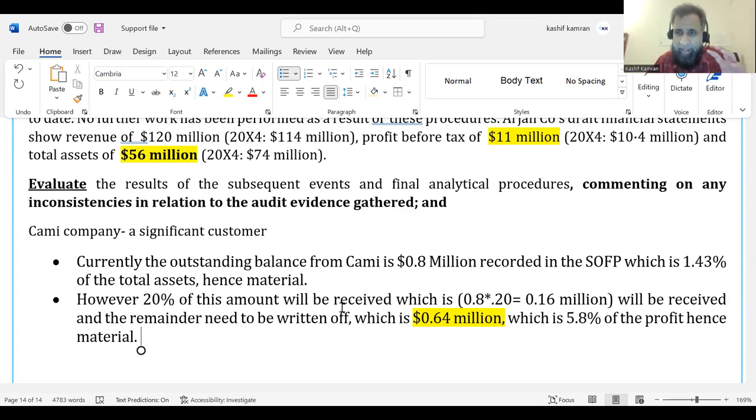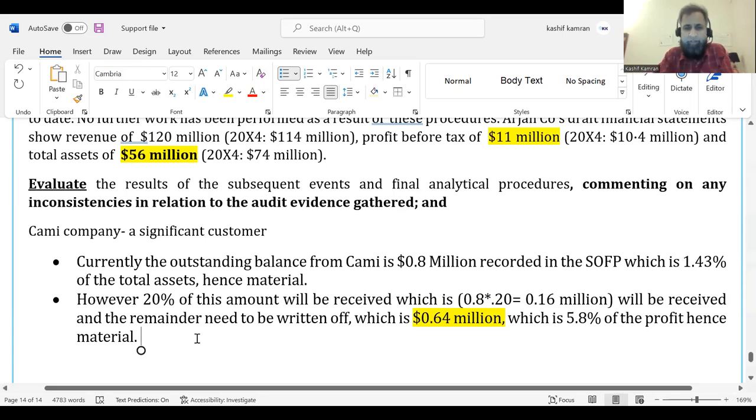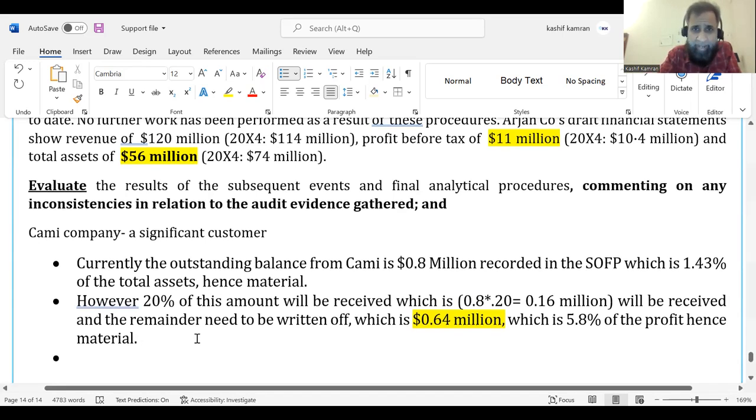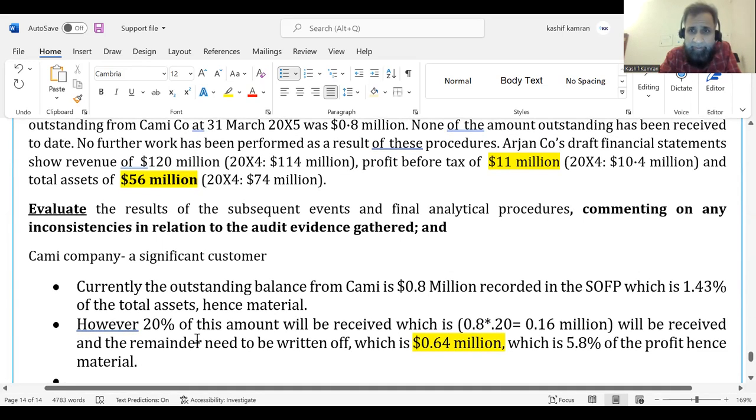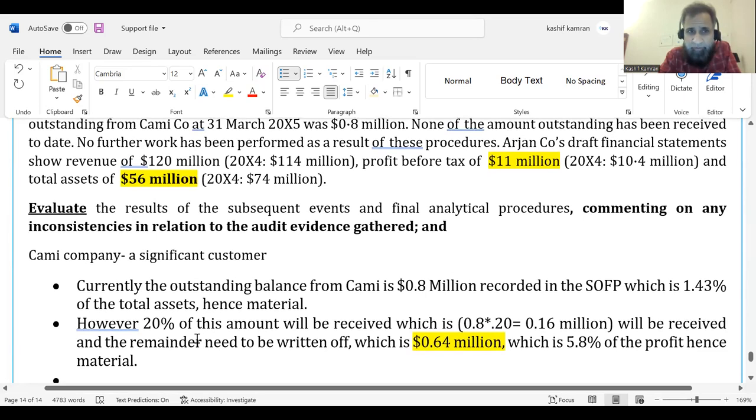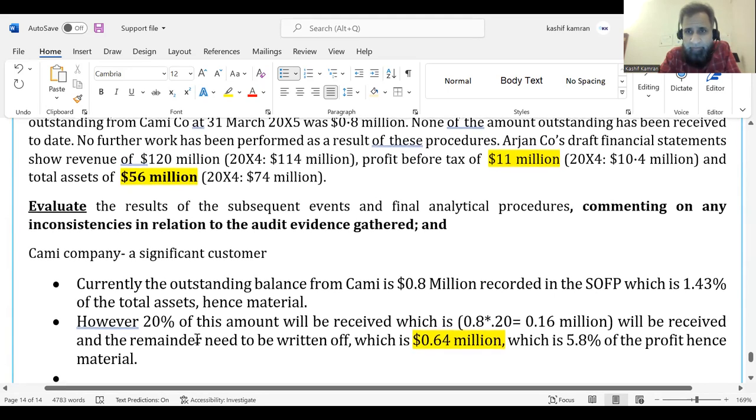So have I done the right point? I found the materiality of the total amount. Then I found the materiality of how much is to be written off, and the written off is 5.8% of the profit, hence material. Now you go further, and it says none of the outstanding amount has been received and no further work has been performed in respect of these procedures.